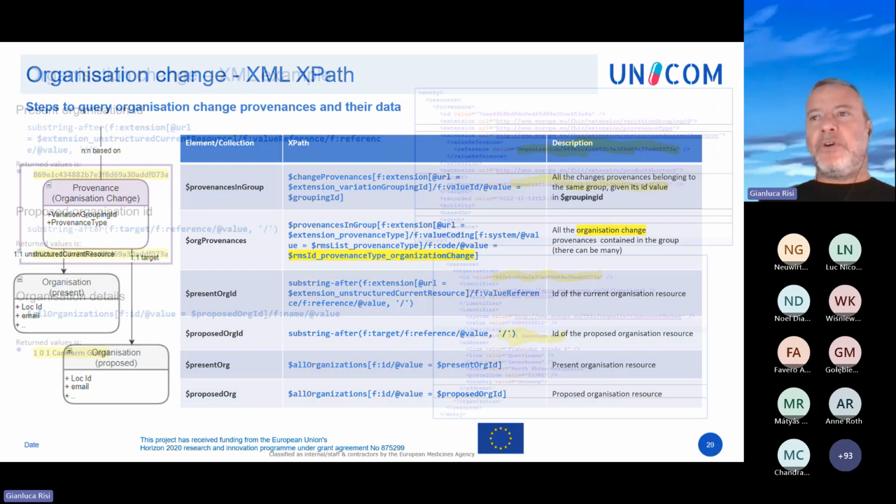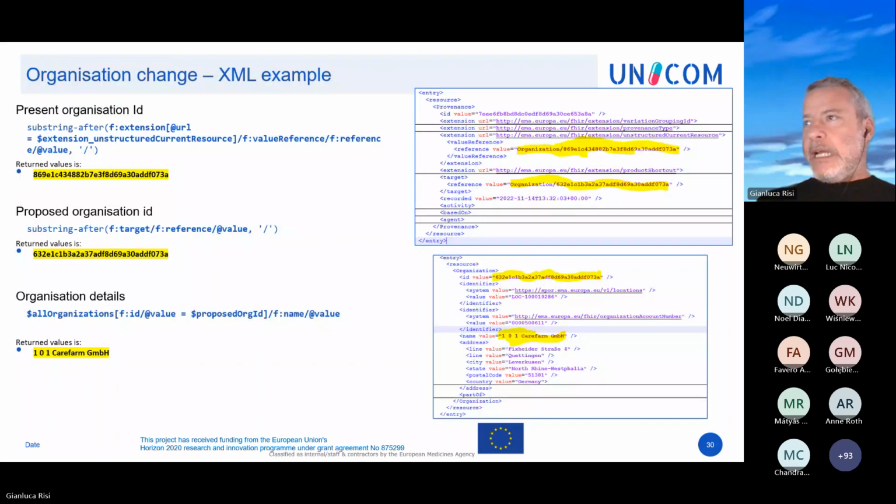This is the example for the organization. As you can see in the lower image, we have one provenance that has two extensions: an extension that is an unstructured current resource holding the reference to the present organization, and then the target element of the provenance being the proposed organization.